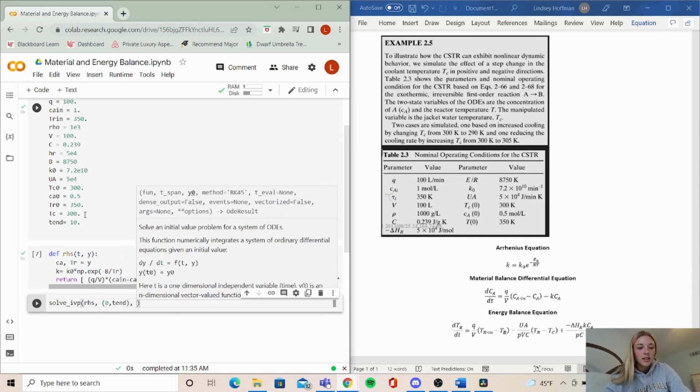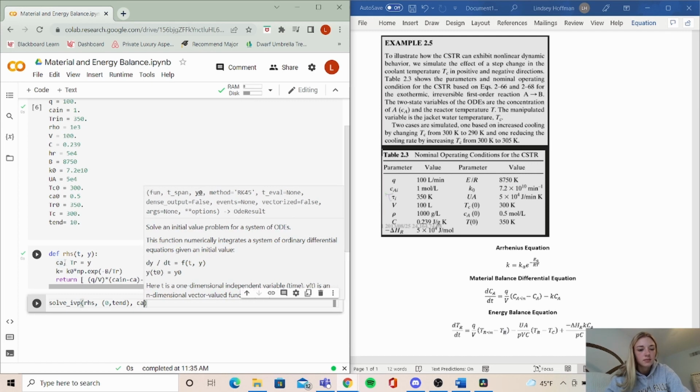Then we need our initial values. So for our independent variable initial values, we need to supply our initial concentration of A.